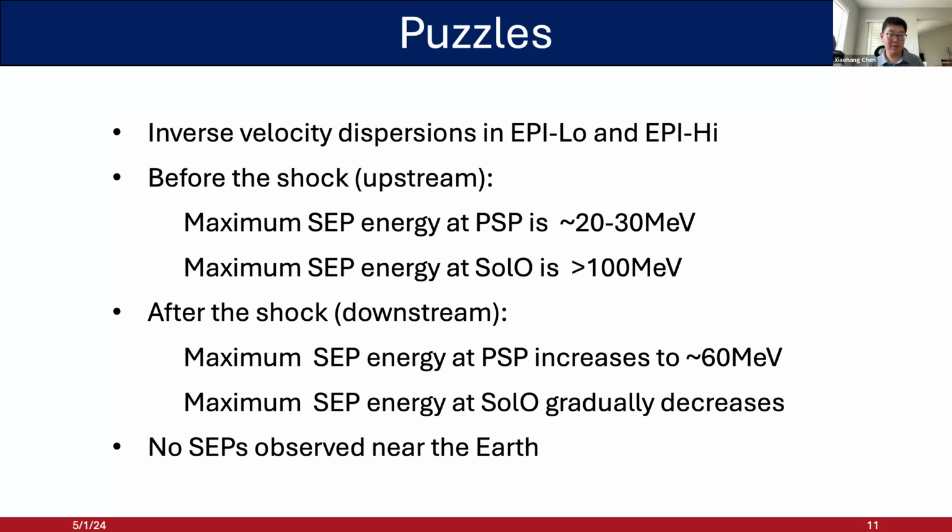And in the downstream, after the passage of the shock, the maximum SEP energy at PSP increased to about 60 MeV, while the maximum energy at Solar Orbiter gradually decayed in the downstream. Also, there are no obvious SEP detection features at SOHO or ACE.